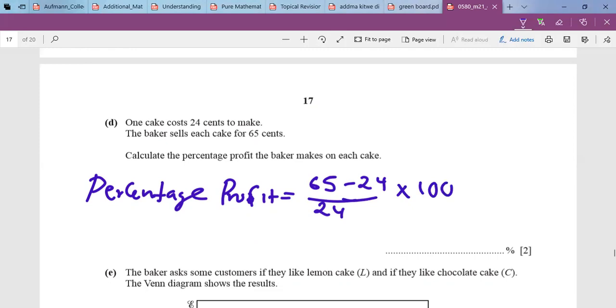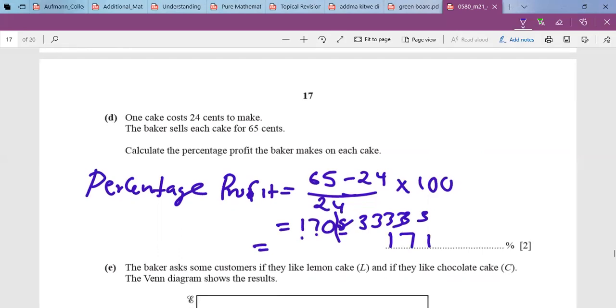And this will give you something like 170.8333333. So you round it off to 3 significant figures. You're going to say 1, 7, then look at this point. So you chop a line here, take it as 1. 1 plus 0, 1. So 171%.